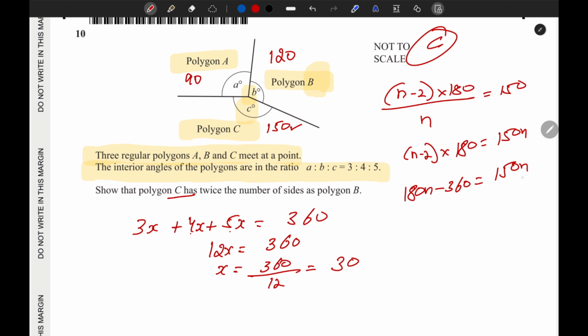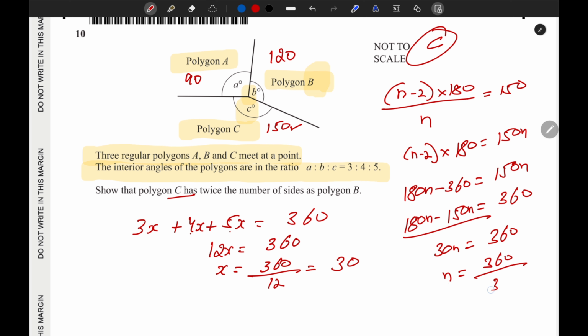Now you change the side. So this is 180n minus 150n equals 360. So this is 30n equals 360. What will be n? This is 360 by 30. Cancel the zeros: 36 divided by 3 is 12. So C has 12 sides. Okay, polygon C has 12 sides.